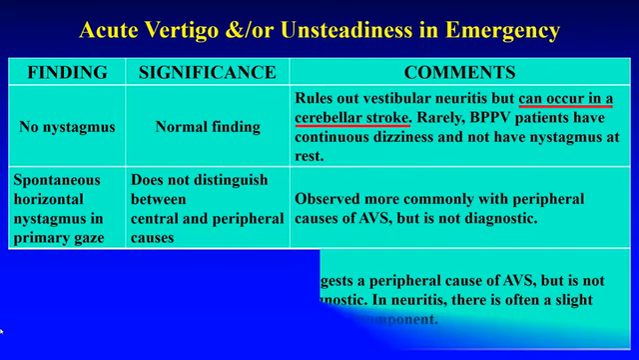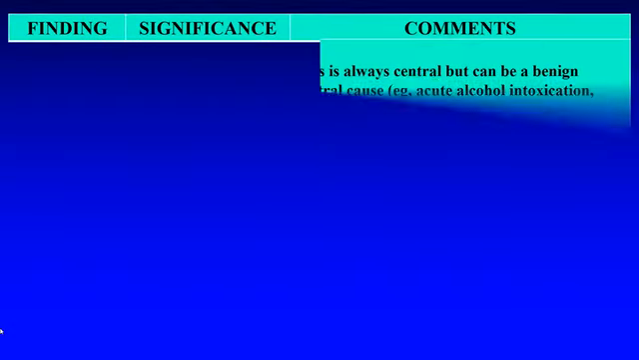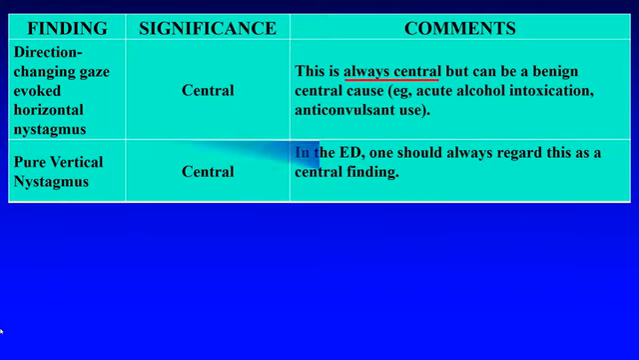Spontaneous horizontal nystagmus in primary gaze and gaze-evoked horizontal nystagmus that beats only in one direction does not distinguish between central and peripheral causes. These two are mostly observed with the peripheral causes of AVS, but they are not diagnostic. Direction changing gaze-evoked horizontal nystagmus is invariably central. However, it can have a benign cause like acute alcoholic intoxication, anticonvulsant use, particularly phenytoin intoxication.